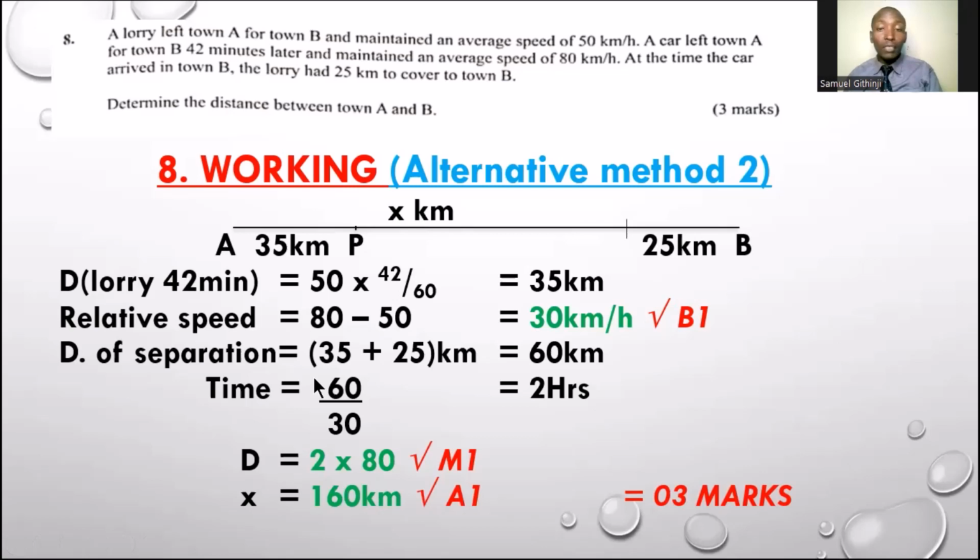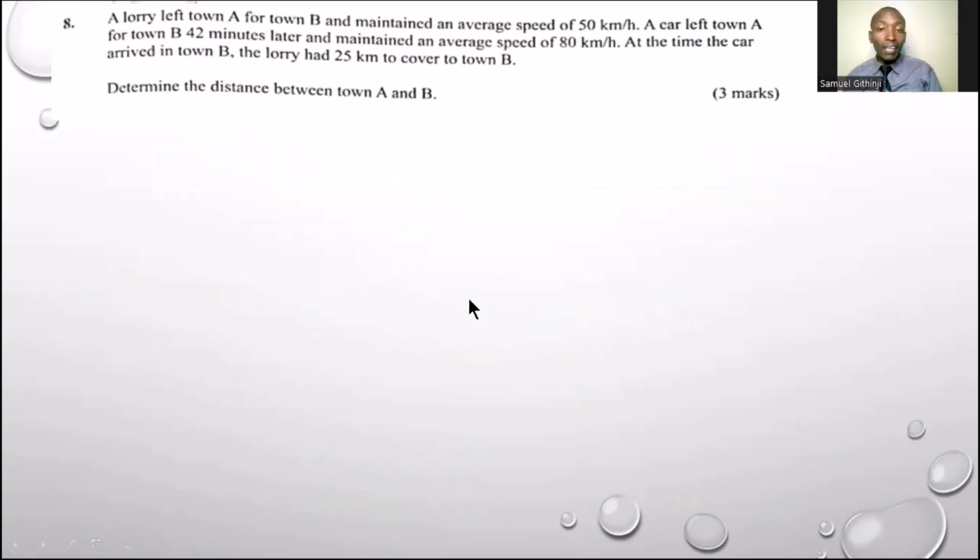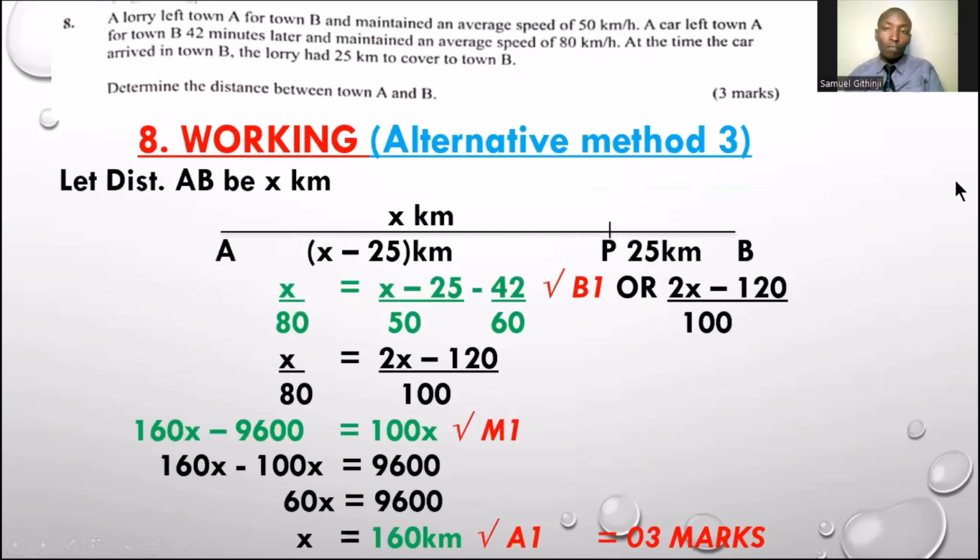Okay, we move on, my student. I want to take you through another alternative 3 for this question. Again, let the distance from A to B be x, like we did before. We are given that when the car arrived at B, P is the point 25 kilometers away where the lorry was. And with that, the distance from A to where the lorry was when the car arrived here is x minus 25. So the car, as we argued with method 1, moved from A to B x kilometers at 80 kilometers per hour.